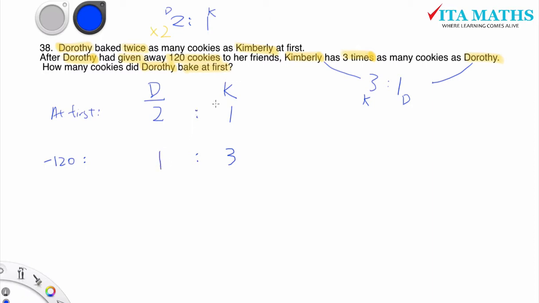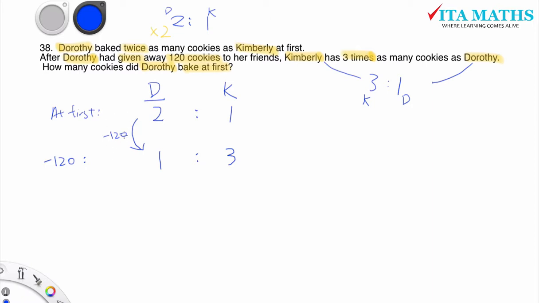Okay, so what happened here? Who gave away the 120? You must take note of that. It's over here. Dorothy. Dorothy minus 120. That is the number of cookies. And what we have here, the 2 is to 1, 1 is to 3. These are units that we use to do ratio and to do the comparison. So we must make something equal. How do we make something equal?